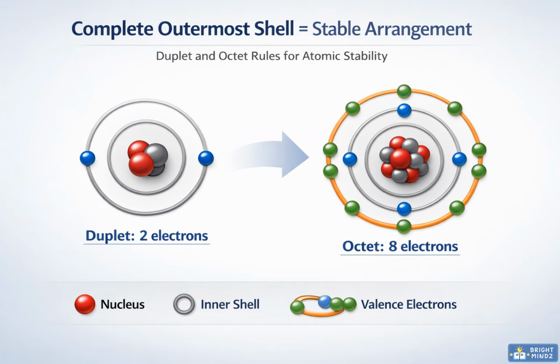The outermost shell of an atom is called the valence shell, and the electrons in it are called valence electrons. These electrons are especially important because they control how an atom bonds with other atoms. A complete outer shell gives stability. For the first shell, complete means 2 electrons, called a duplet. For most larger atoms, complete means 8 valence electrons, called an octet. If an atom does not already have a complete valence shell, it tends to gain, lose, or share electrons to reach one.